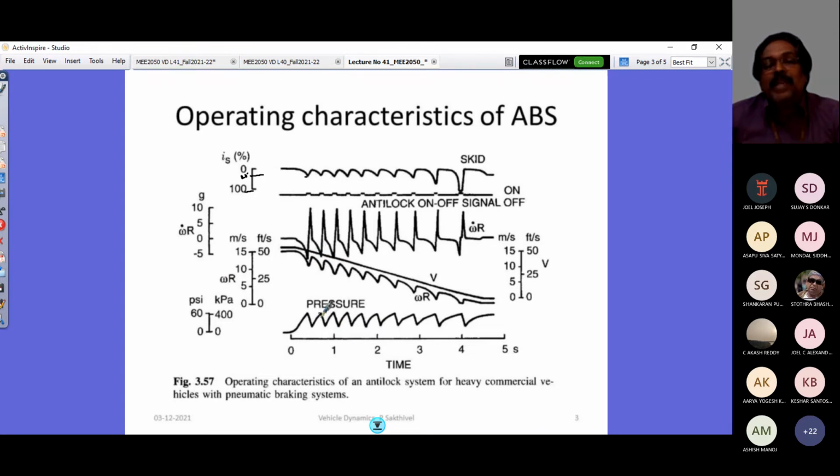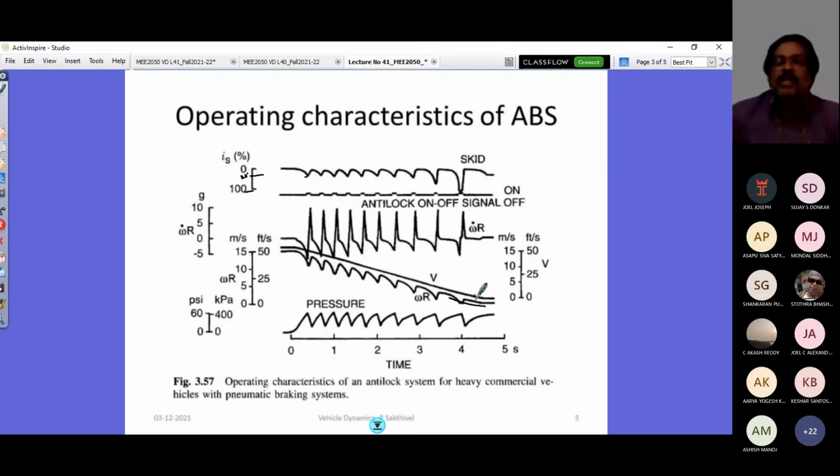Now, when brake pressure increases, the speed decreases. So this cycle would take care, this R omega reduces, and the envelope corresponds to your vehicle speed. And the pressure fluctuation you could see as a function of time. In 5 seconds, it is dropping from 15 meters per second to this with the help of this ABS, right?